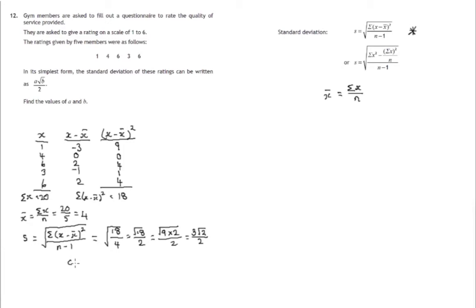So we'll now compare what we've got with what they suggested we should have, a root b over 2, and it does match with a being 3 and b being 2. And we were asked for the values of a and b. If you missed this last bit out, you wouldn't get full marks for the question. So a is 3 and b is 2. Let's do the whole process again, but using the second formula.